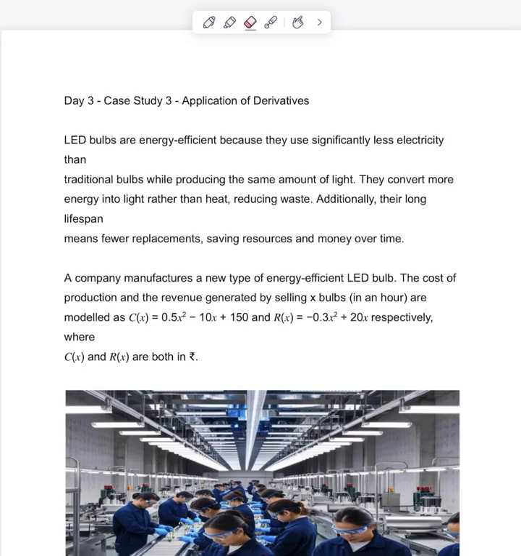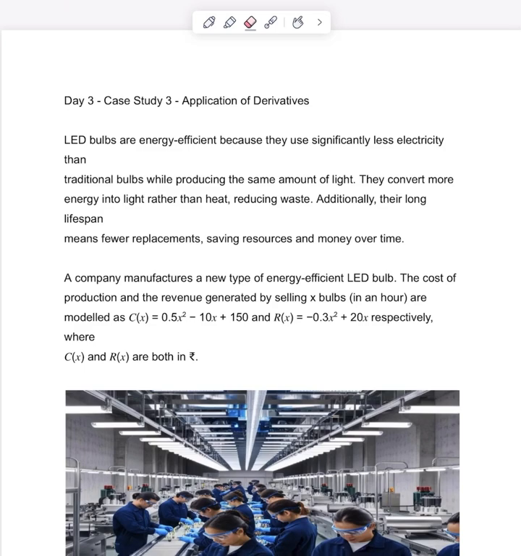Today's question goes like this: LED bulbs are energy efficient because they use significantly less electricity than traditional bulbs while producing the same amount of light. They convert more energy into light rather than heat, reducing waste. Additionally, their long lifespan means fewer replacements, saving resources and money over time.